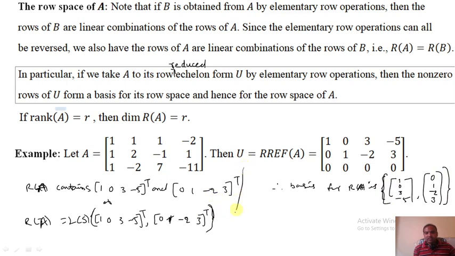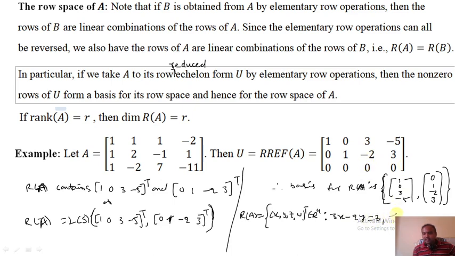Or if you want to write it as a space, you can write (x, y, z, w) transpose belongs to R4 such that, using the pivots, there are three variables here, and the relation is 3x minus 2y, and the third one equals z.